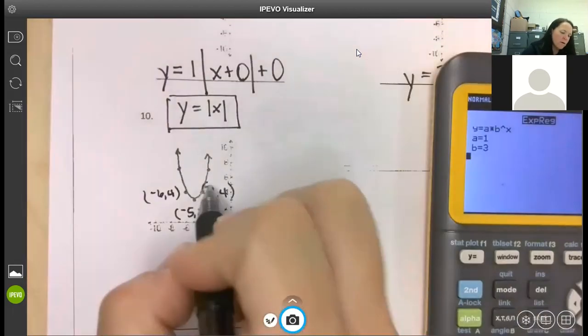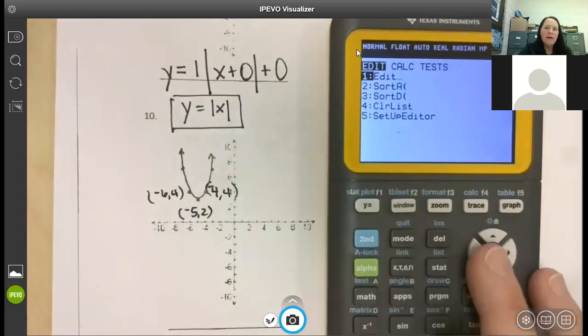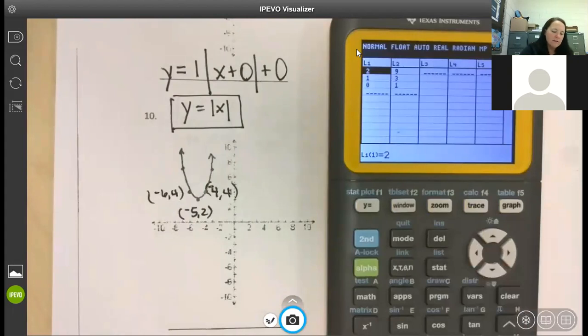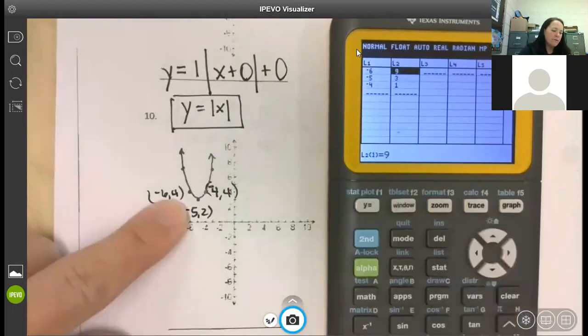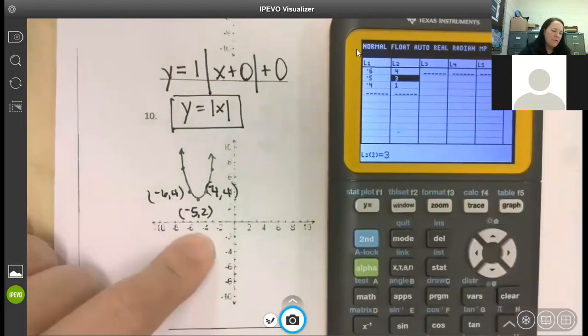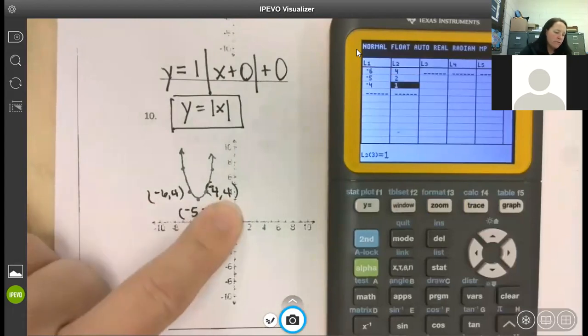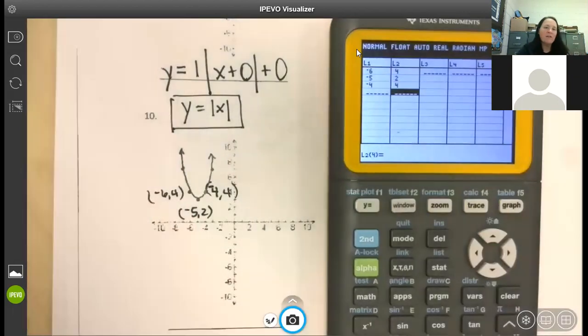That's a -4. All right, so go into stat and edit. All your X values go in L1. So I have -6, -5, and -4. Then write your coordinates, -6, 4, -5, 2, and -4, 4. These may be 3s. I'm not sure. I can't really read them. But for the purposes, it'll do it.